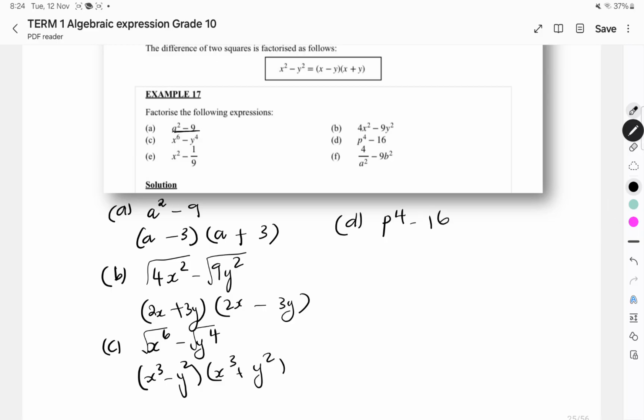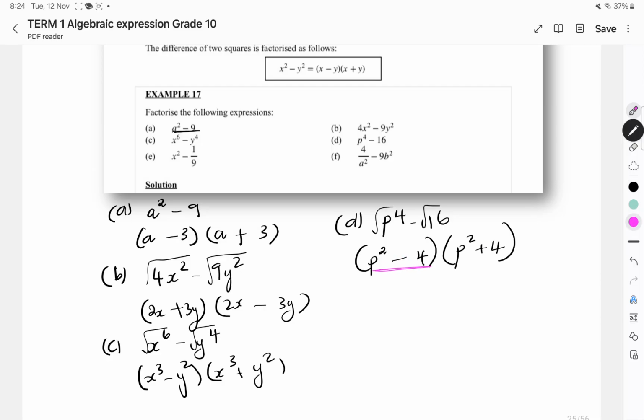Number D will have p to the 4 minus 16. Do you have a common factor? No. Two numbers with the minus in between. Yes, difference of two squares. So this will be p squared, remember the square root of 16 is 4, minus 4, p squared plus 4. But I'm not done.